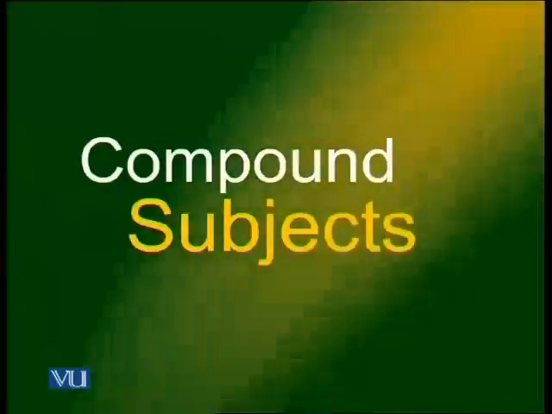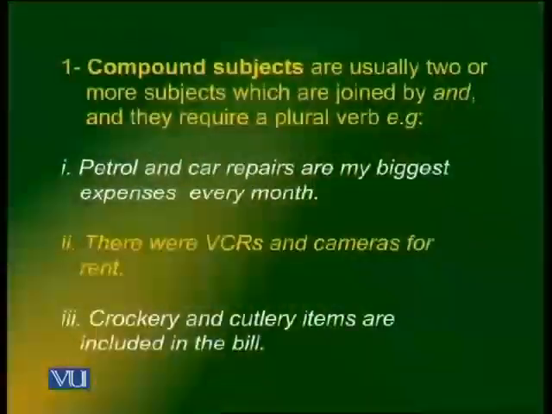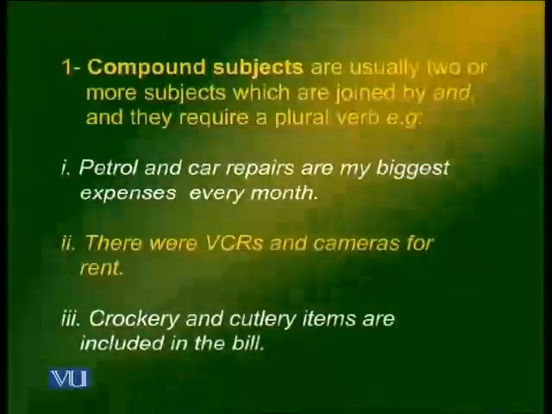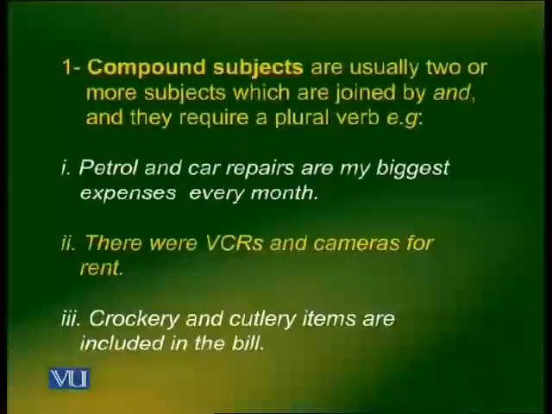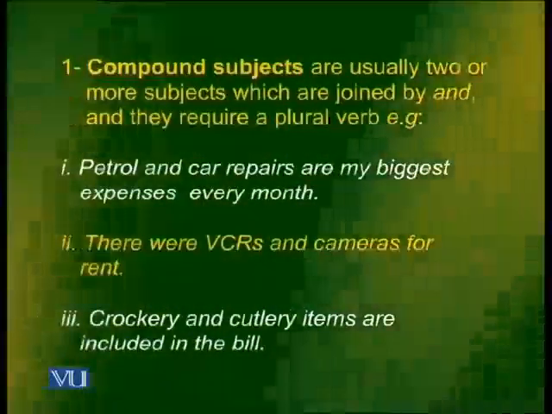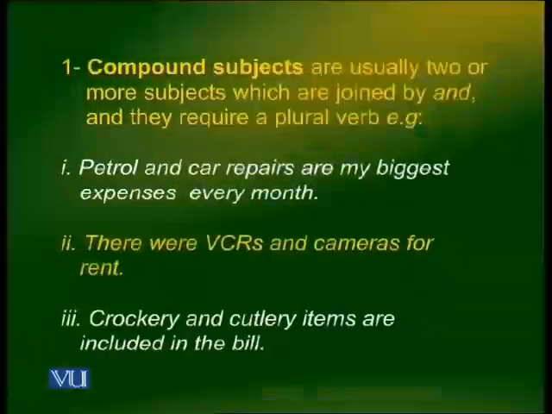Now there are some sentences where the subjects are compound, and this is the last type of situation which can pose problems in subject-verb agreement, and these are situations where there is a compound subject. Compound subjects are subjects which are joined by two or more subjects. There are two or more subjects, and they are joined by the word and, they require plural verbs.